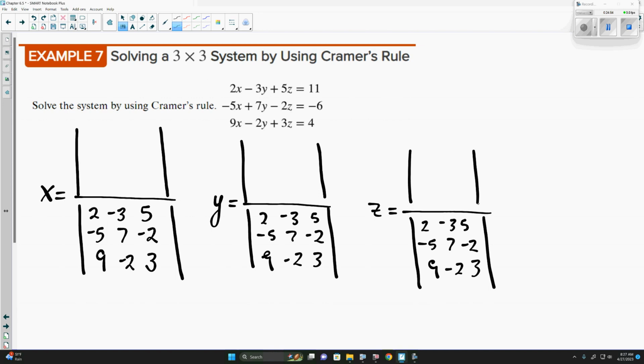Now the numerators of each, just like with the last one, with x we replace the x values with what it's equal to. So here we'll do the same thing. So instead of having 2, negative 5, 9 in our first column for x, we're going to have 11, negative 6, 4. The rest of the numbers are going to stay the exact same.